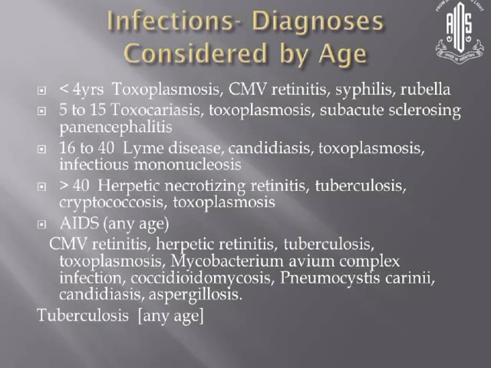In children less than 4 years, the common ones are toxoplasma, CMV retinitis, syphilis, rubella. Between 5 to 15 years, toxocara, toxoplasma. And in the adult age group of 16 to 40, other infections like Lyme disease, candidiasis, toxoplasma. And in those more than 40, you have herpetic necrotizing retinitis, tuberculosis, toxoplasma. AIDS and tuberculosis can occur at any age, and if you see a patient with HIV, other infections which are very commonly seen are CMV retinitis, herpes retinitis, tuberculosis, toxoplasma, mycobacterium, etc.